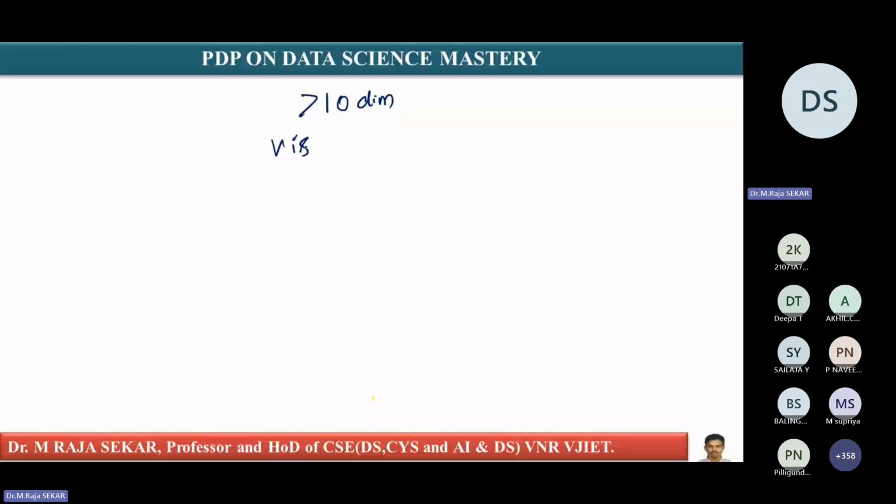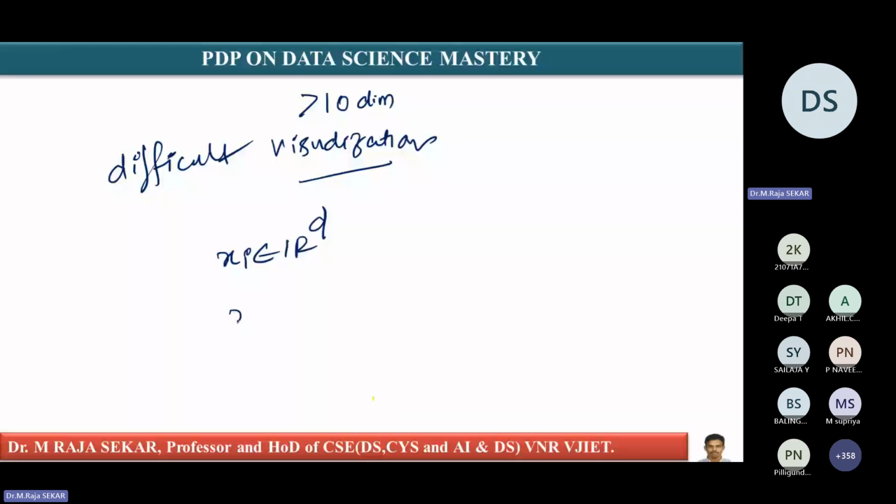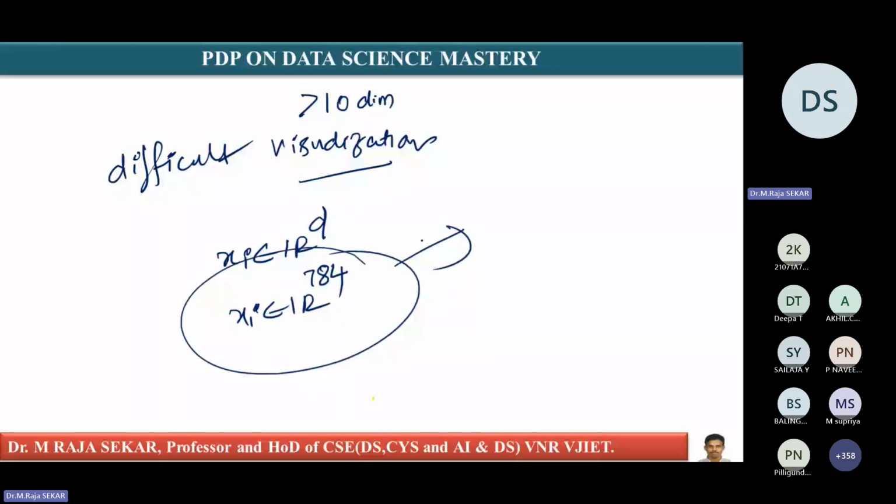If it is having more than 10 dimensions, our biggest problem is visualization. You cannot visualize it. It is difficult to visualize a 10-dimensional data set. Therefore, what do we have to do? What is our MNIST data set? It is x_i belongs to R^d. How many dimensions is it having? 28 into 28 means 784 dimensions. Is it possible to visualize these 784 dimensions? It is not possible. What do you have to do?